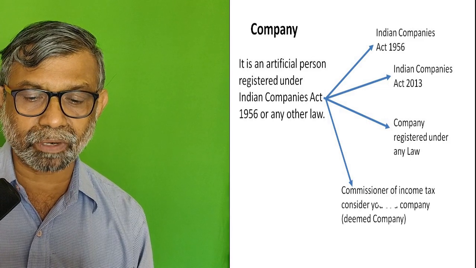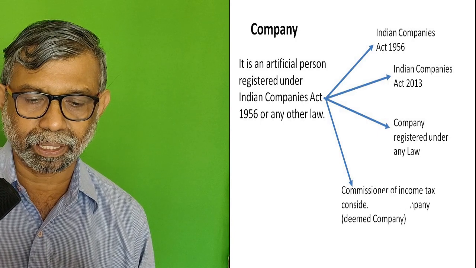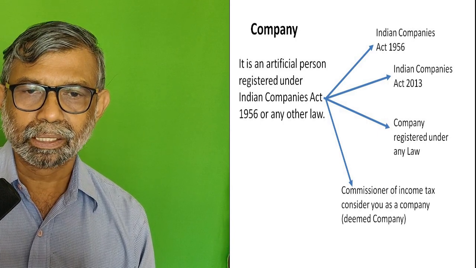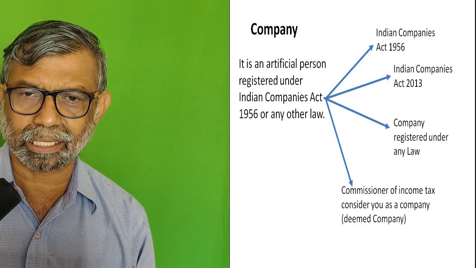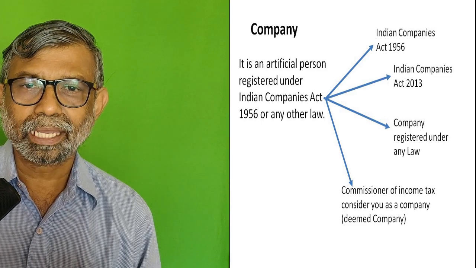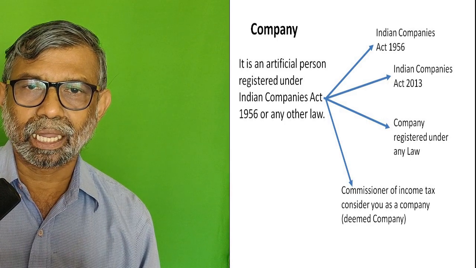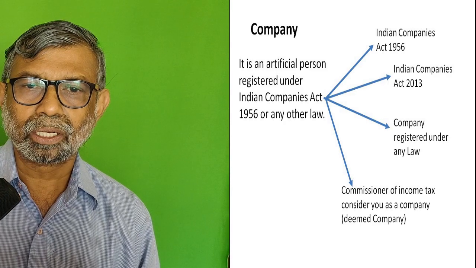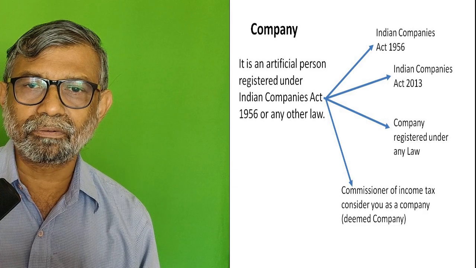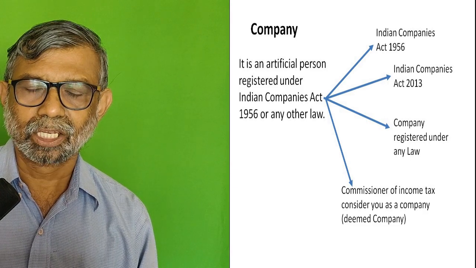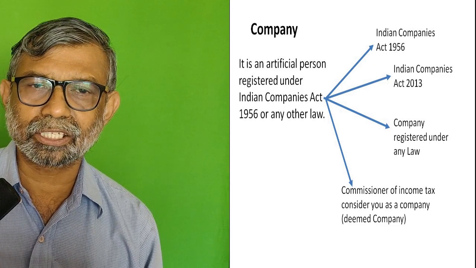Sometimes what happens, the Commissioner of Income Tax declares you as a company. You are called a deemed company. Okay, you may have registered as a charitable trust. Why? Because section 11 of the Income Tax Act allows exemption of all the incomes of this trust. So you want to avoid tax. You registered as a trust.